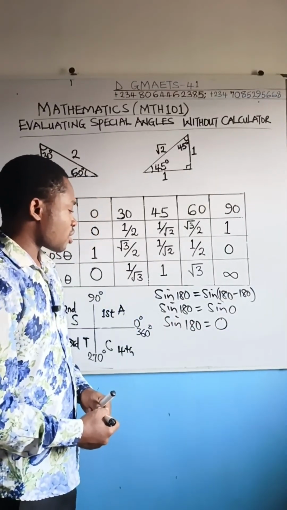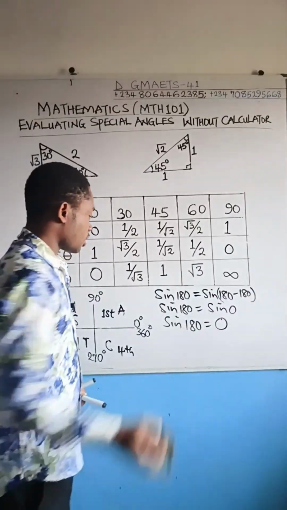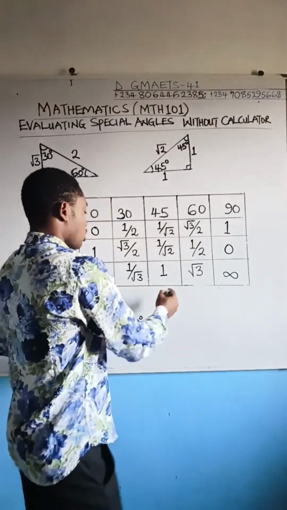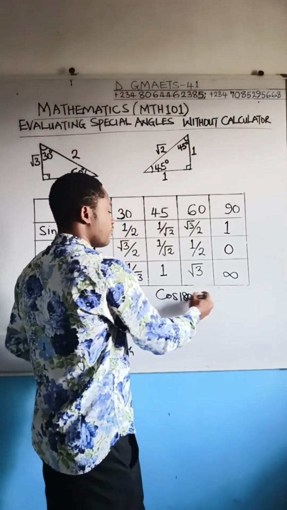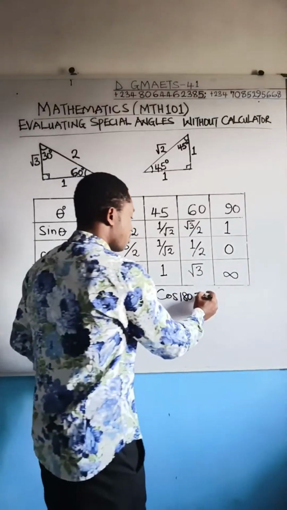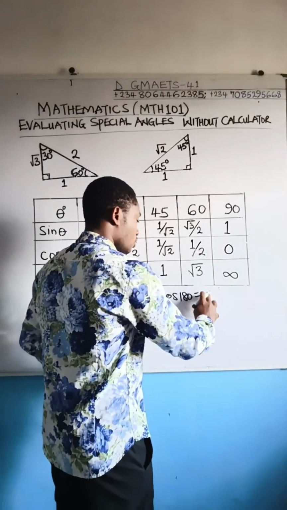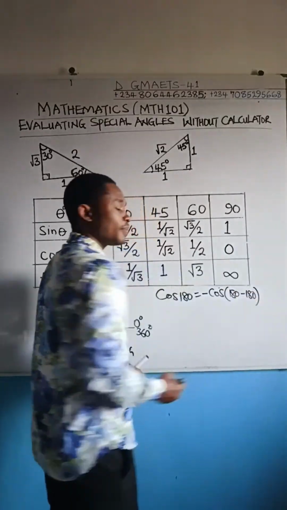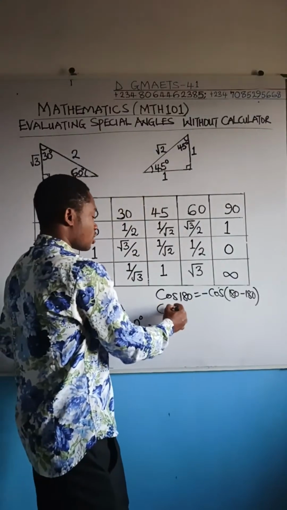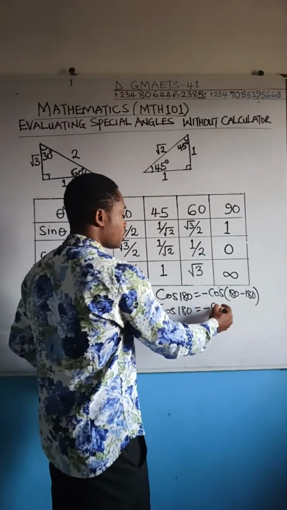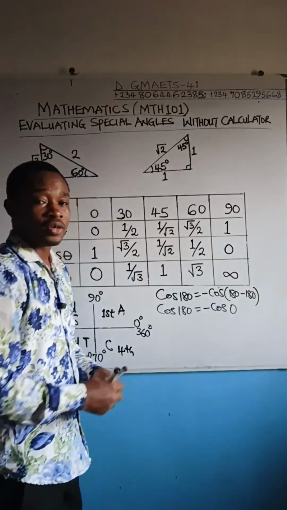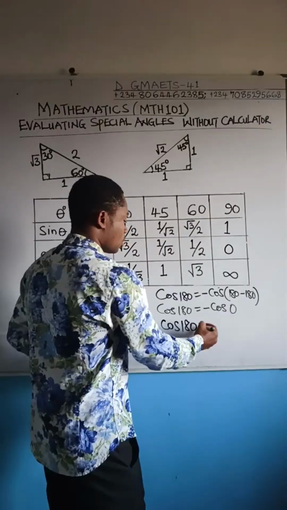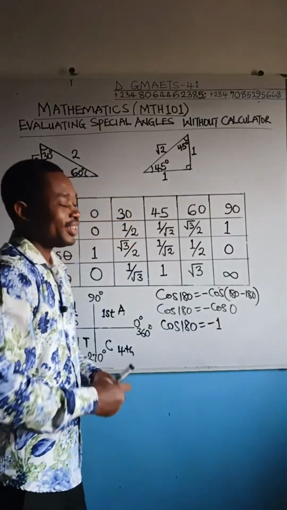Next, let us talk about cos 180. Cos 180, we follow the same format. It's going to be minus cos of 180 minus 180. And that is going to give us that cos 180 is equal to minus cos 0. We know already that cos 0 is equal to 1. So cos 180 is equal to minus 1.